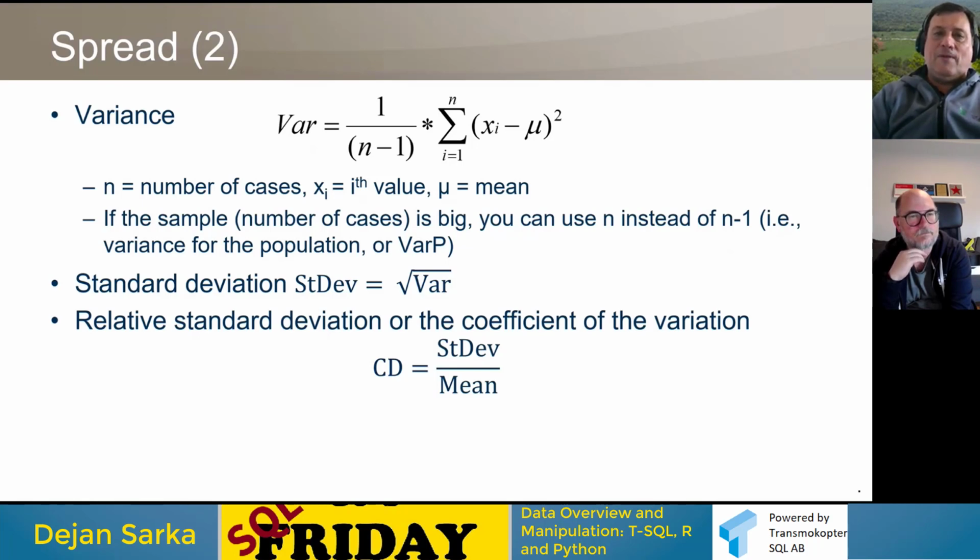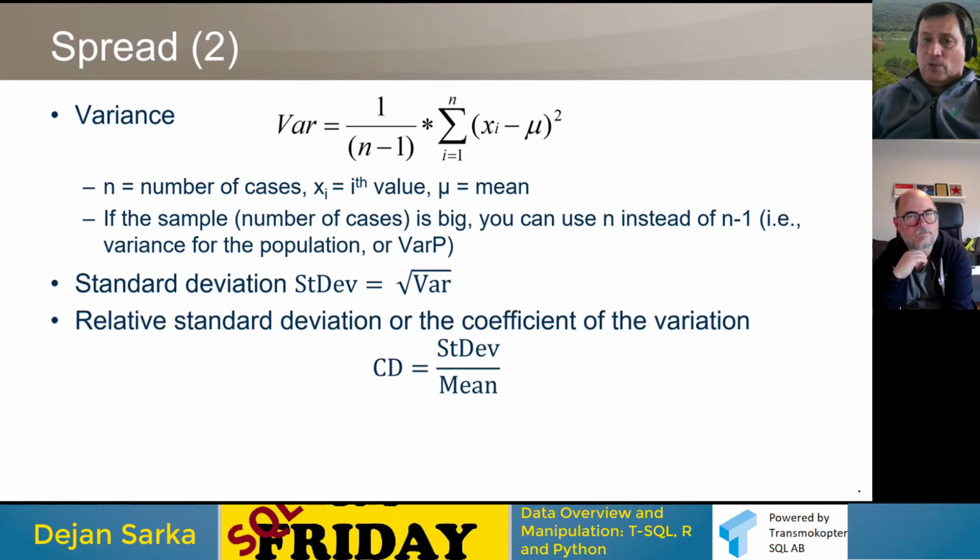If it's 1 divided by n, this is variance for population, denoted with var p, and then the square root of this is standard deviation, or standard deviation for population. You know, from T-SQL we have both var and var p, stdev and stdev p. Anyway, as I said, the difference with big data sets is so small that in data science we typically don't care too much about these degrees of freedom anymore.